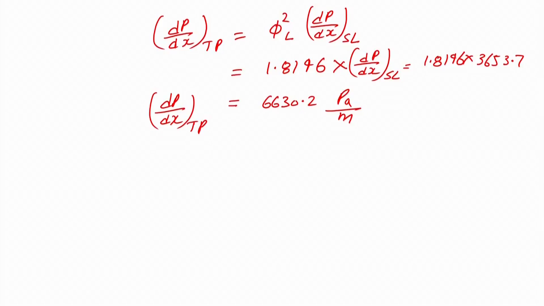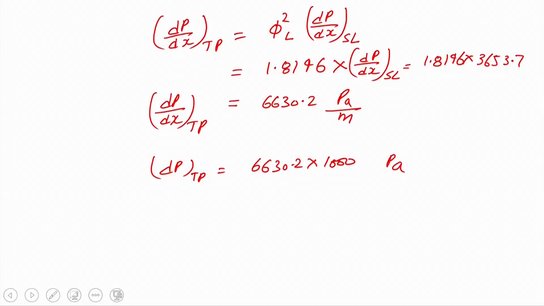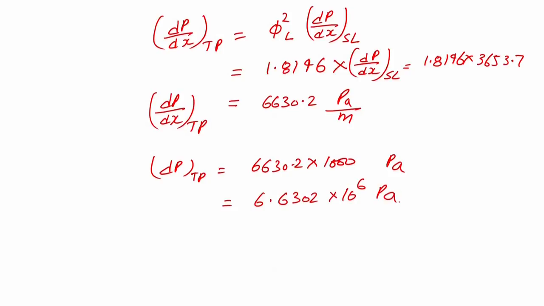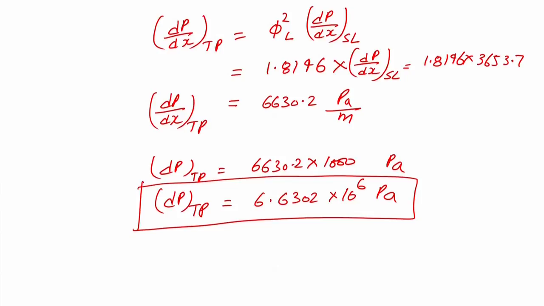Now, if you do that, because we have said that the pipe length is 1000 meter, I can find the dP for the two phase flow as 6630.2 into 1000 Pascal. So, you will get the value as 6.6302 into 10 raised to the power 6 Pascal, which will be the dP by dx value in the two phase flow.